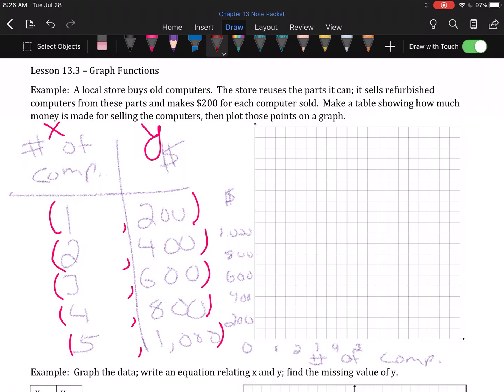Now we can plot our points. 1, 200. So I go to 1 and where 200 intersect, which is there. 2 and 400 intersect there. 3 and 600 intersect there. 4 and 800 will intersect there. And 5 and 1000 intersect there.